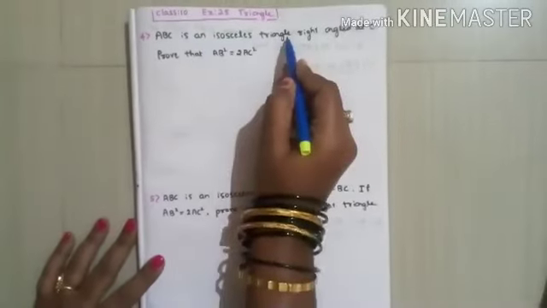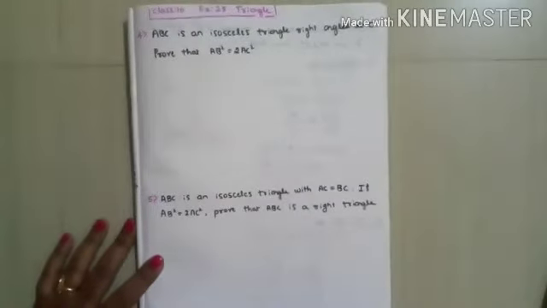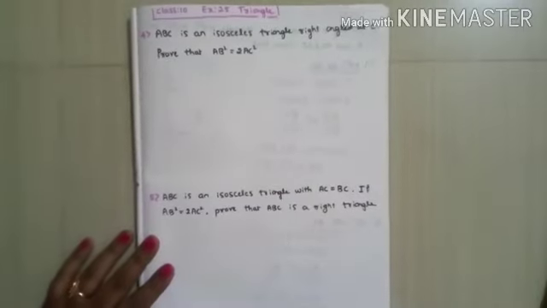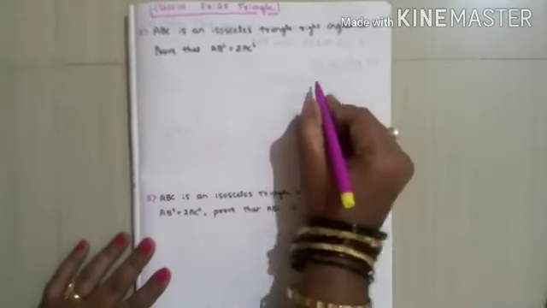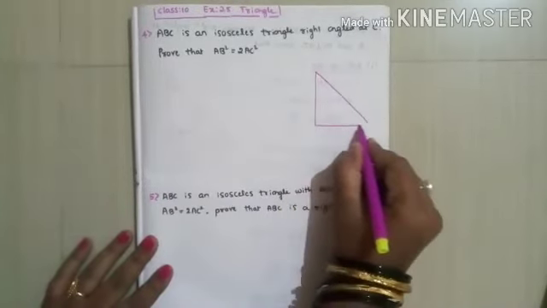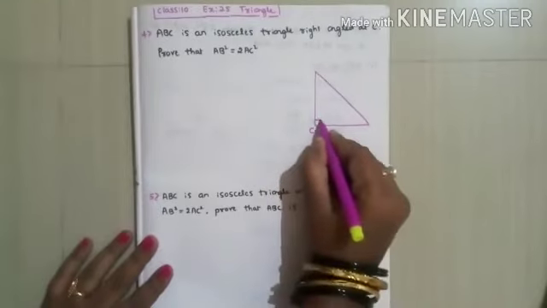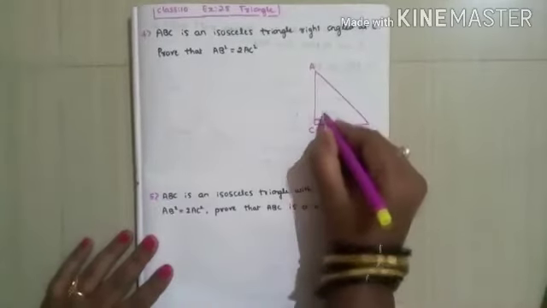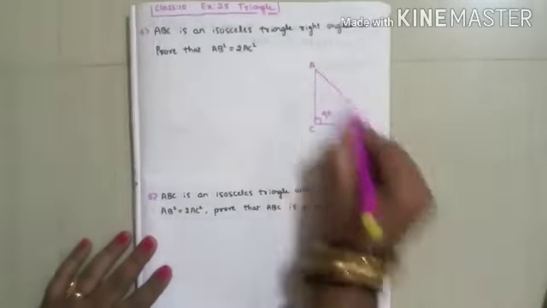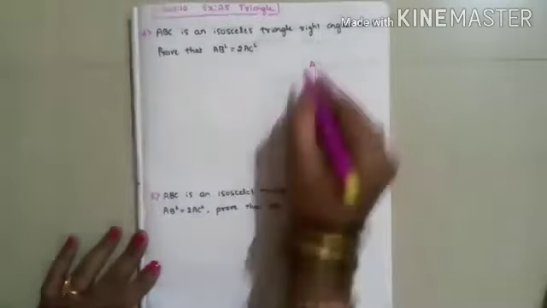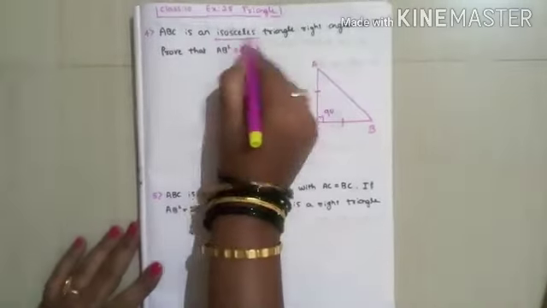ABC is an isosceles triangle. Isosceles triangle means in a triangle two sides will be equal. Triangle right angled at C, prove that AB square equal to 2AC square. We will draw the triangle ABC. Here C I will take, because right angled at C they have given. So A, B I will write here. Here it is 90 degrees. And always in a right angle triangle the hypotenuse will be the longest side. So these two are equal sides we have to take, because they are telling that ABC is an isosceles triangle.